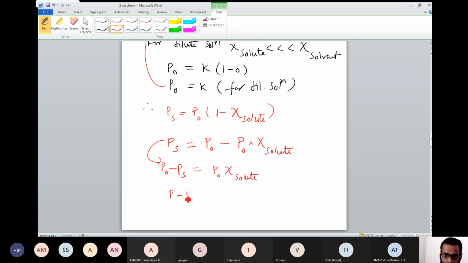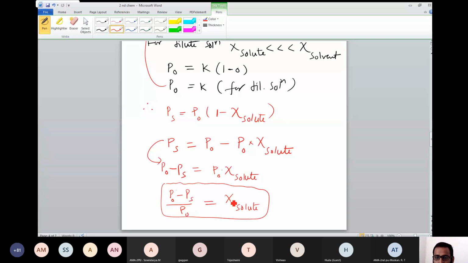So what I can write finally: P naught minus Ps by P naught. This P naught comes to this side, the denominator, is equal to mole fraction of solute. So this is the final formula we derived: P naught minus Ps by P naught is equal to mole fraction of solute.